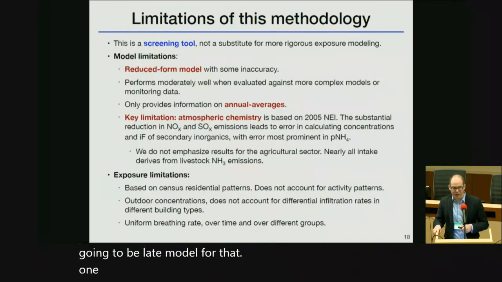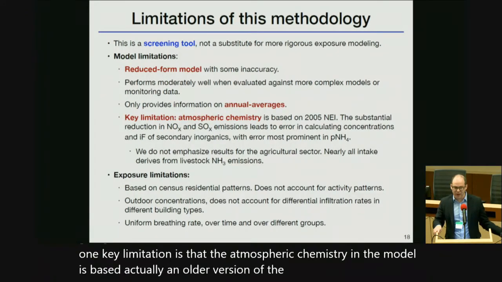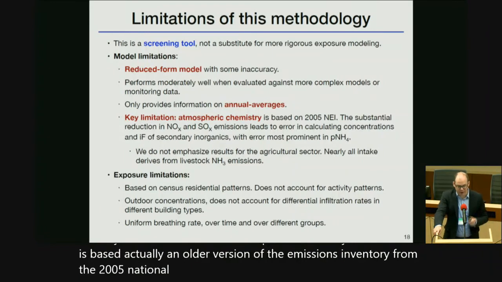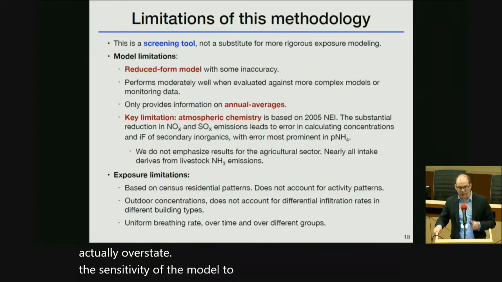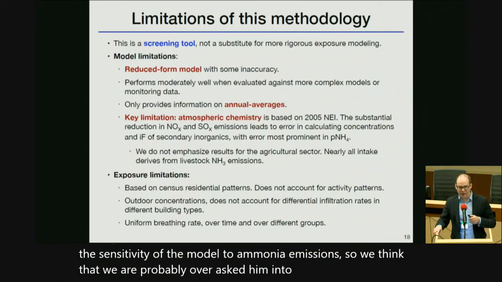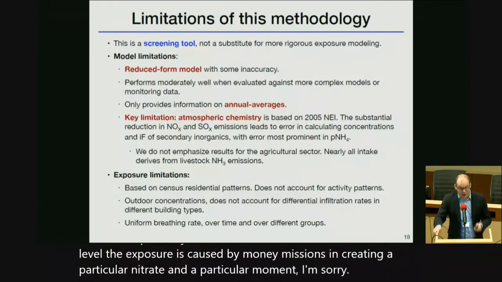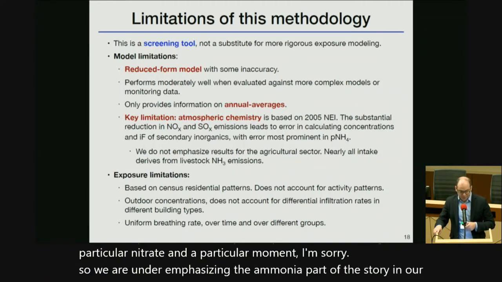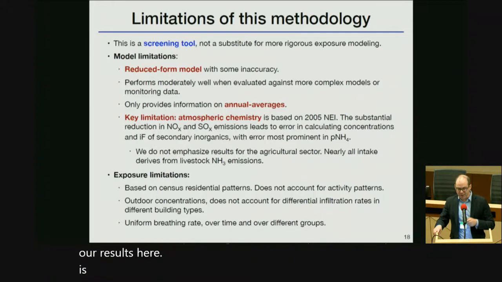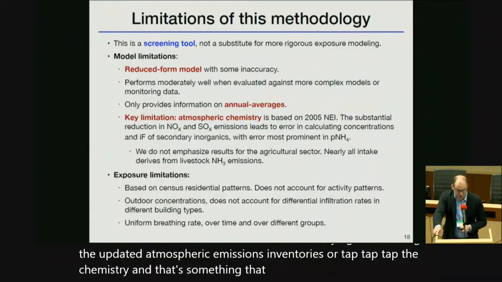One key limitation is that the atmospheric chemistry in the model is based on an older version of the emissions inventory, the 2005 National Emissions Inventory. What this means is that we actually overstate the sensitivity of the model to ammonia emissions. So we think that we're probably overestimating, to some level, the exposures caused by ammonia emissions in creating particulate nitrate and particulate ammonium, and so we are underemphasizing the ammonia part of the story in our results here. It is not that hard to rerun the underlying model using the updated emissions inventories and to update the chemistry, and that's something that we're intending to do in a future project.